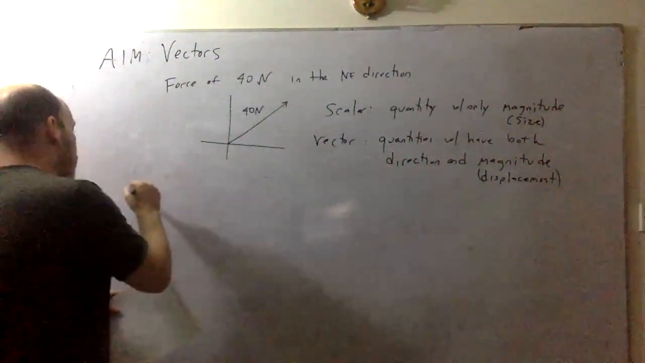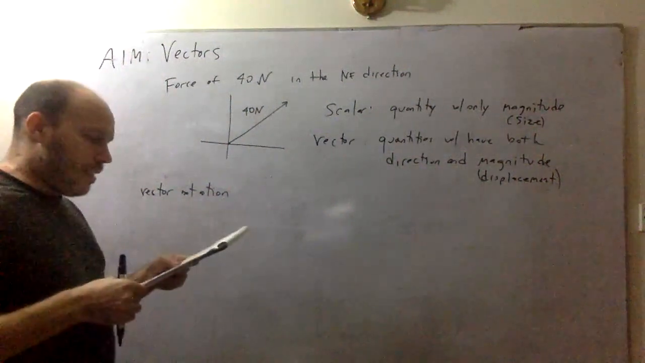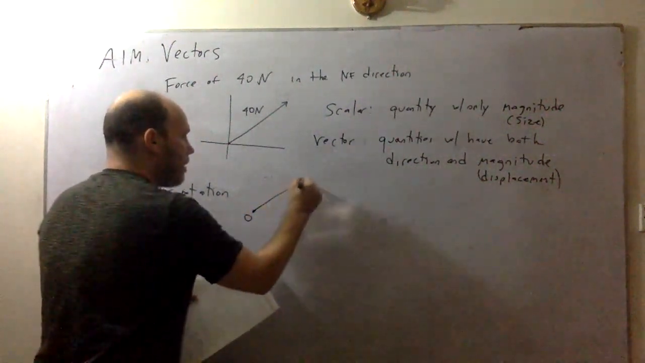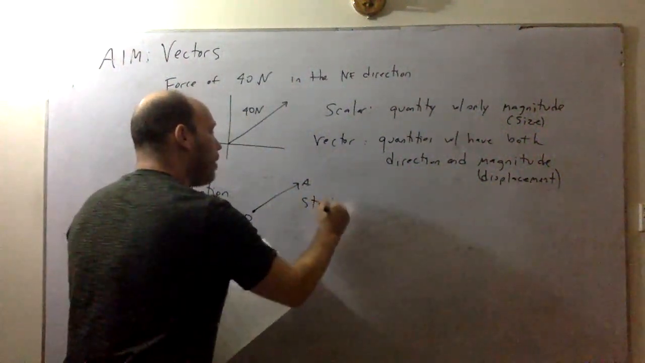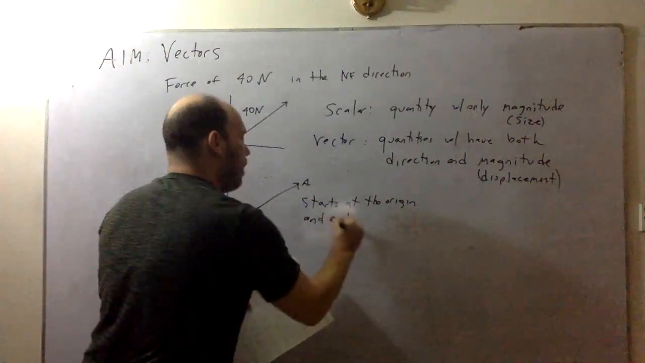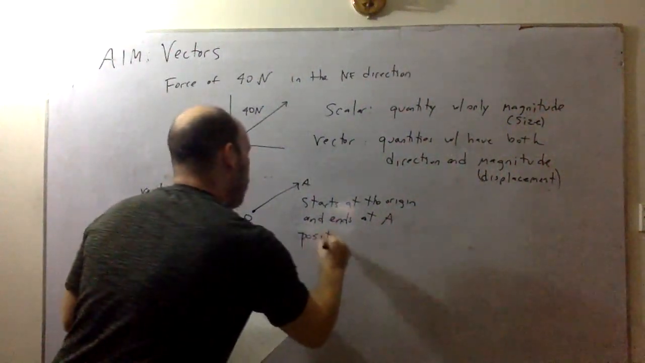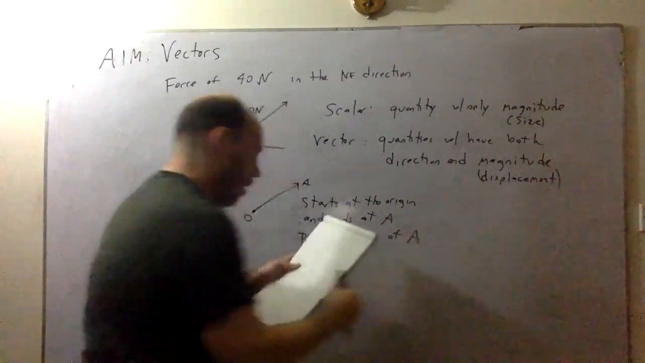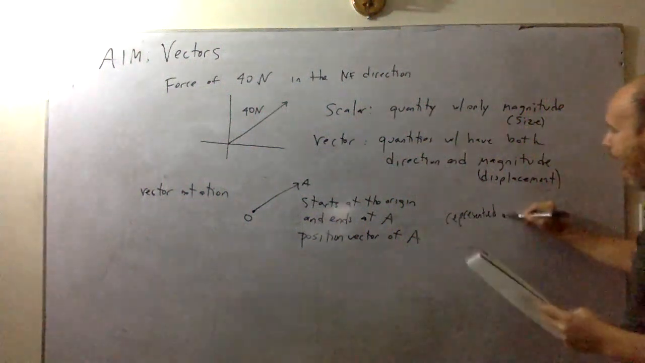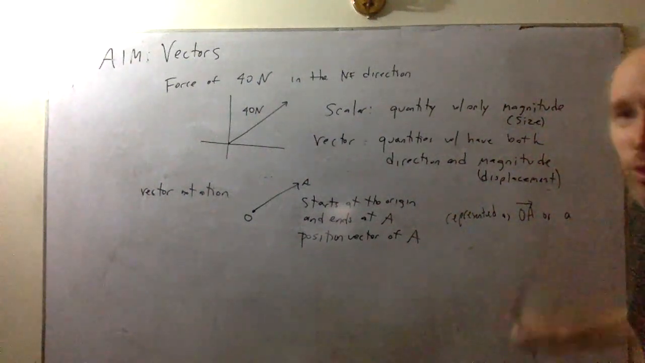Okay, so first of all, let's talk about vector notation. We see here this is O, and let's call this A. It starts at the origin and ends at A, and we call this the position vector of A. It can be represented as OA, or simply little letter a, but really bold. So this is the idea.